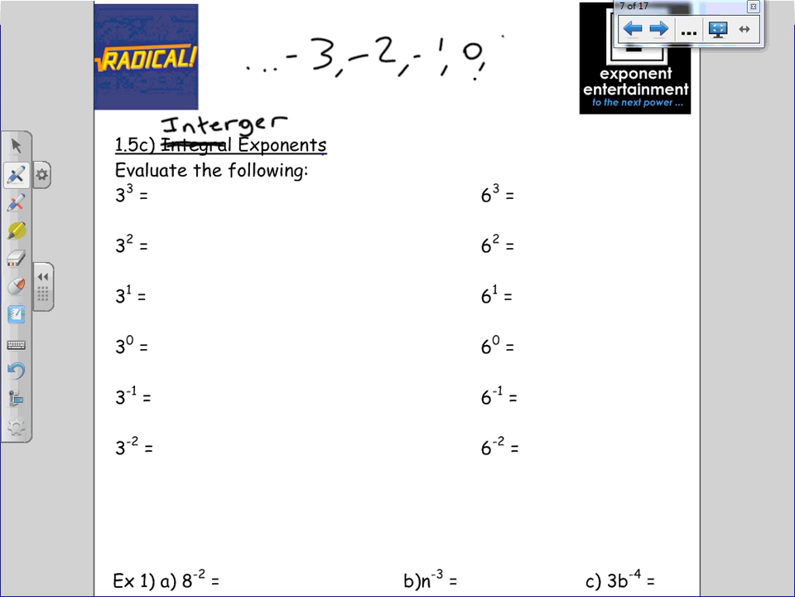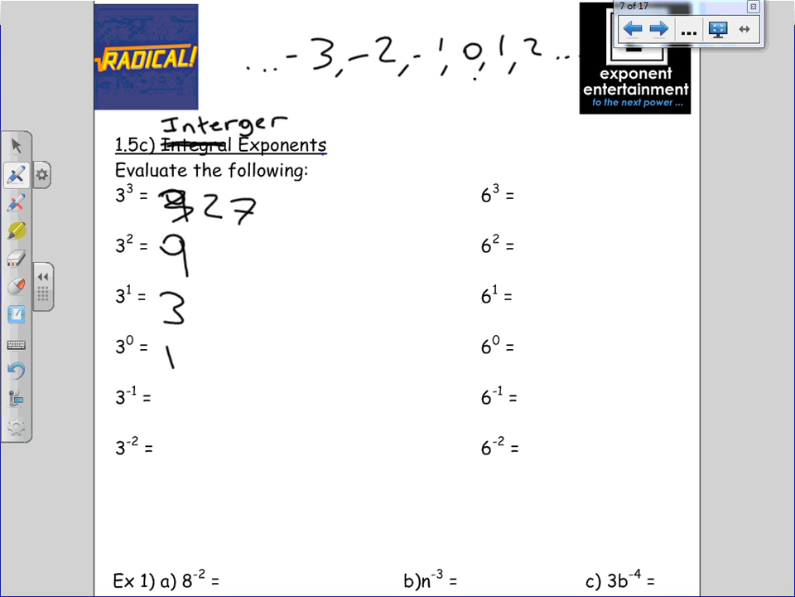Using your calculator, you'll get 9. No, you won't. 27, then you'll get 9, 3, 1. It's very tricky. What's 3 to the power negative 1? Punch it in your calculator. What's 3 to the power negative 1? 1 over 3, because when you have a negative exponent, it doesn't make it negative, it just makes it a fraction.